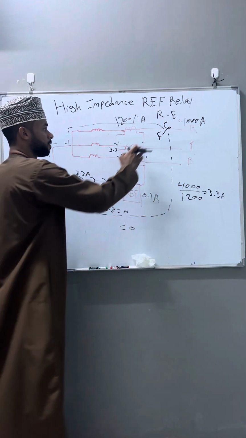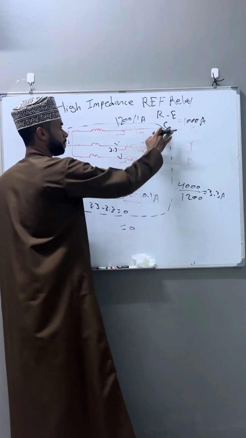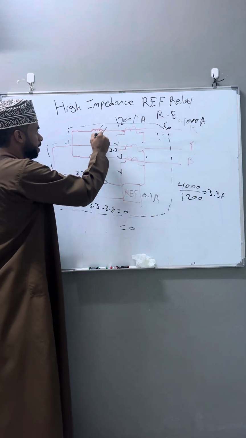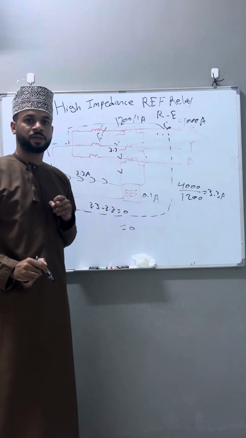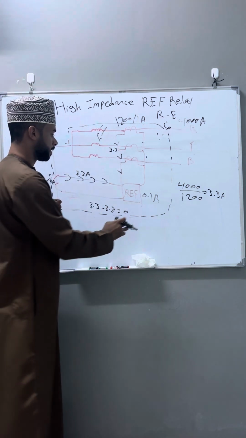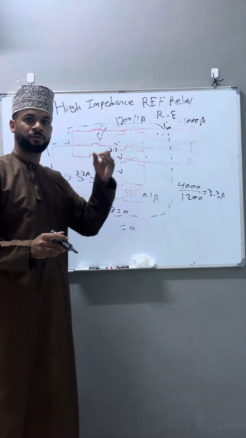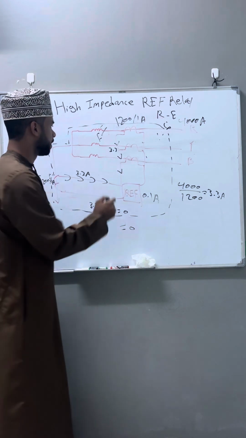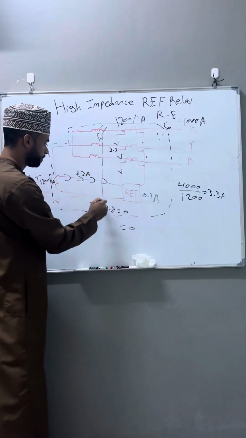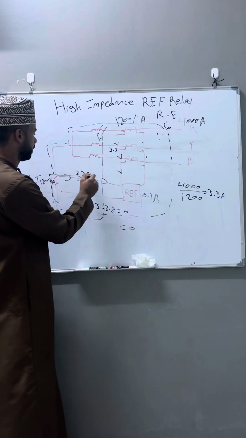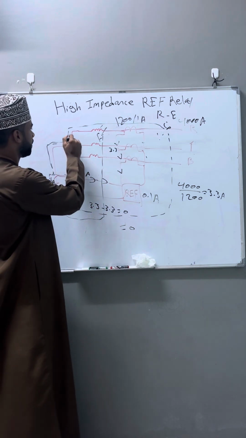Now let's see case 2. Case 2, assume now the fault is in zone here. This is the fault location. So how will the fault current go? The fault current now will go through the low resistance path. So the fault current will go like this, then the neutral CT, then like this up to the fault point.